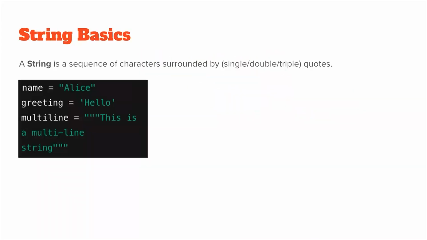What is a string? A string in Python is simply a sequence of characters surrounded by single, double, or triple quotes. Here are some examples of how we use strings with quotes. You can use double quotes, single quotes, and triple quotes for multiple lines.